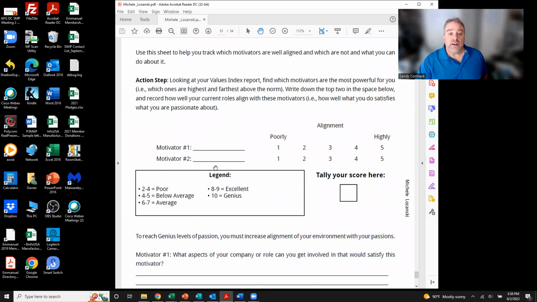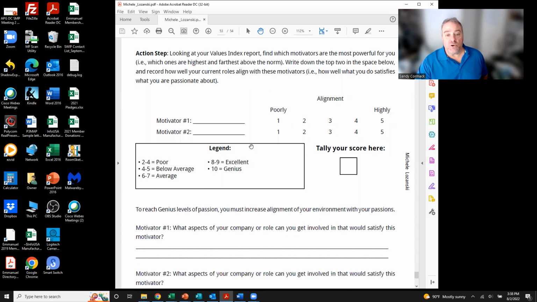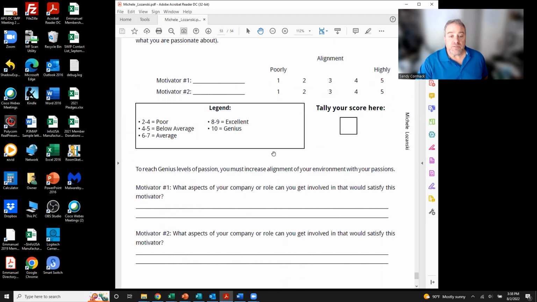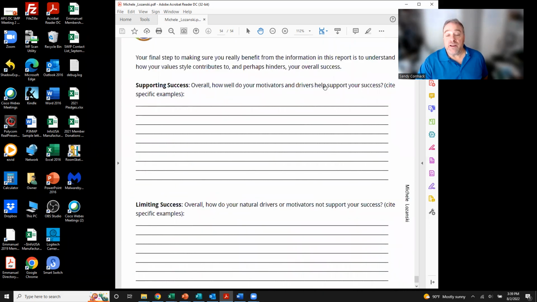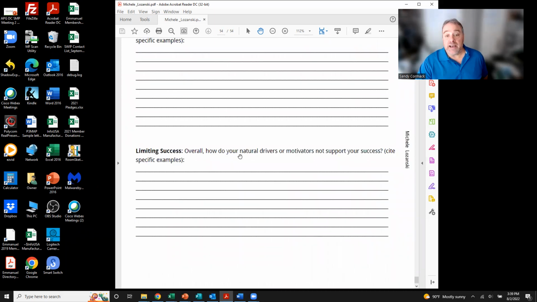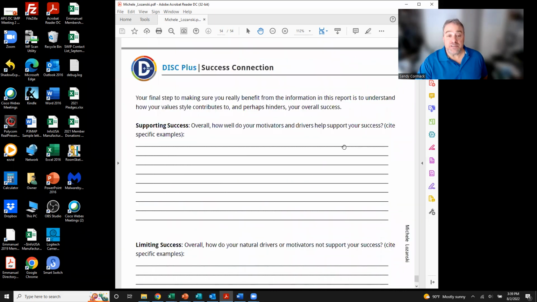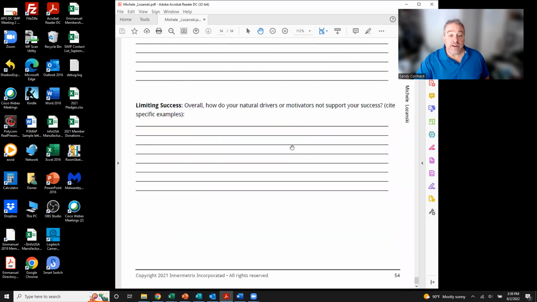So look at your number 1 and number 2 motivators, the ones that you have the 2 highest scores for, and look at how well they align with either your current role or your role as a supervisor. In other words, how will they enable you to be successful? You're looking for a score from 8 to 10 to be a really, really good fit, a really good alignment. And again, how well do your motivators and drivers help support your success? And how can they help not support your success? And use the role as a supervisor for your insights as you're doing this.